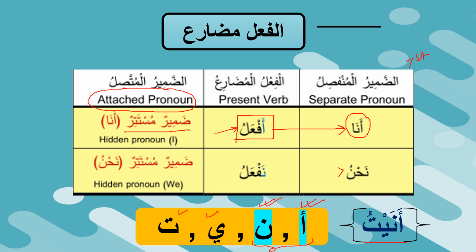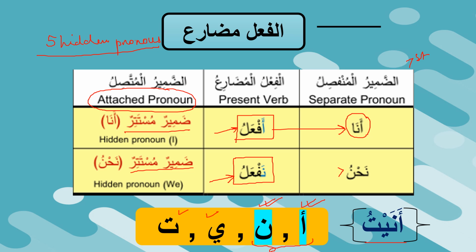And the same goes to naf'alu. The damir mustatir is hidden inside the fail naf'alu. The hidden pronoun nahnu is hidden inside the fail naf'alu. So, in present tense, we have altogether 5 hidden pronouns, and this is very important. So, you should make a note of it that in present tense we have 5 hidden pronouns.